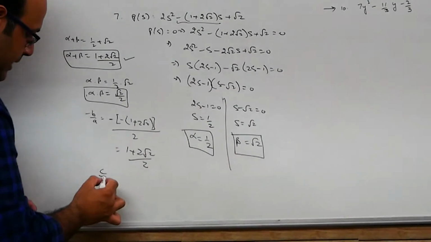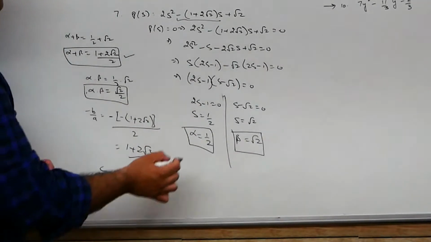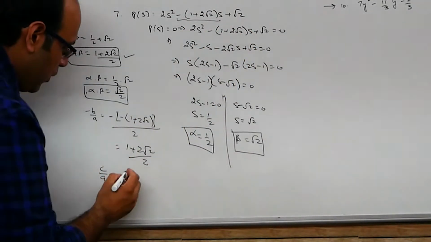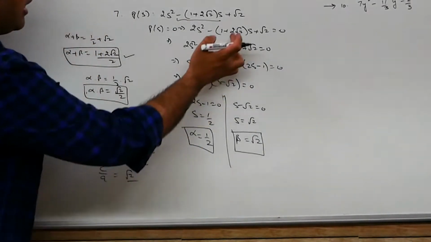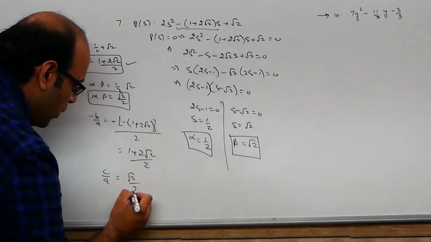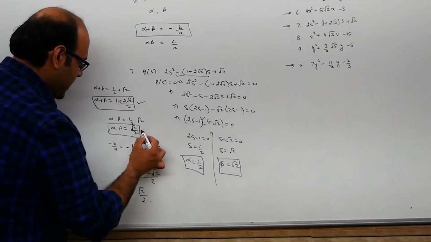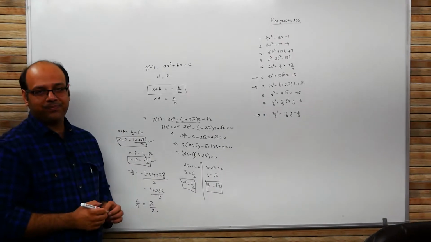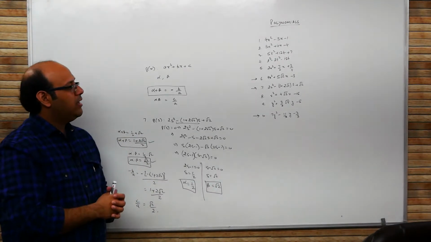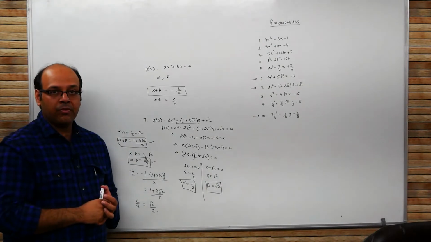Now for the next thing, c upon a. C over here is the constant term, which is root 2. So root 2 upon a, which is 2. So root 2 upon 2, and this is precisely what alpha into beta is, right? So this question is also done, right?